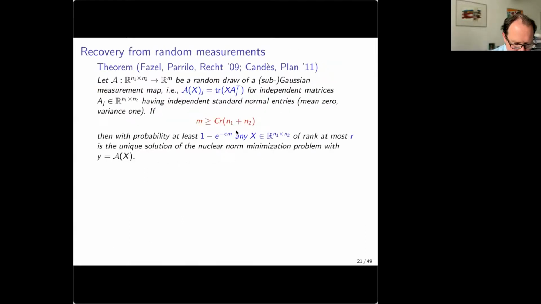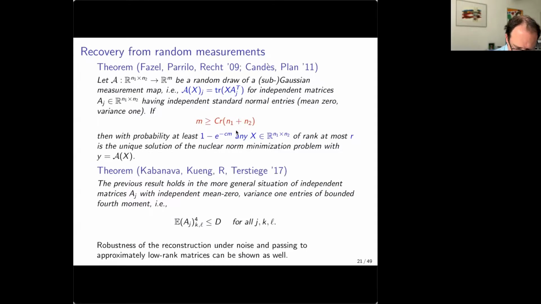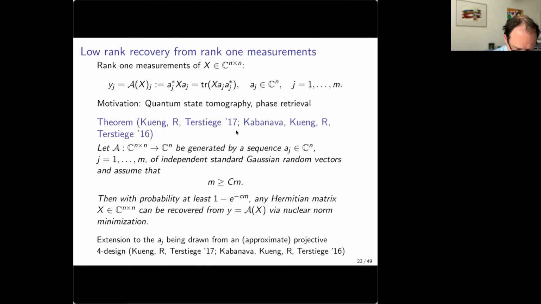And here, one result in this area is that we can recover the matrix if the number of measurements scales like the rank times the matrix dimension, n1 plus n2. So that's much smaller than n1 times n2 if the rank is small. Okay, so nuclear norm minimization is successful. One can extend this, but let me skip this part and also this part.